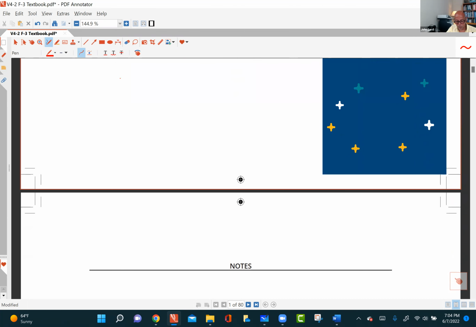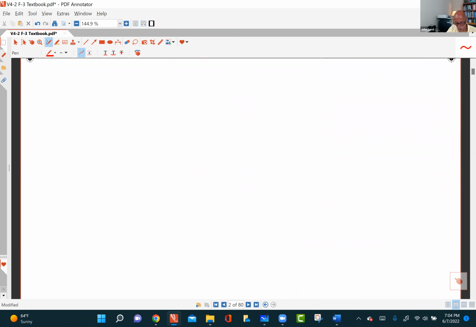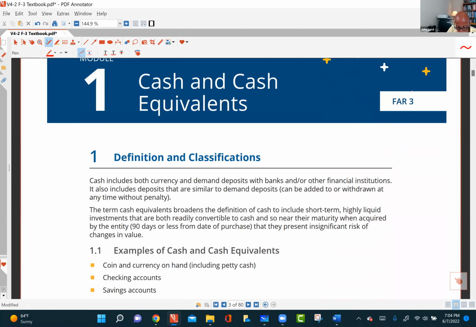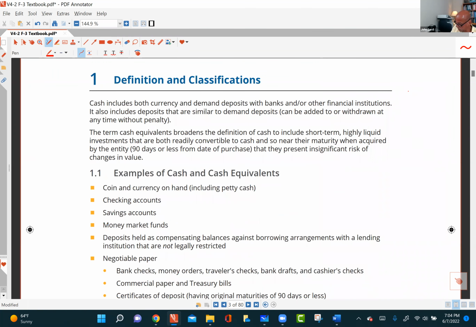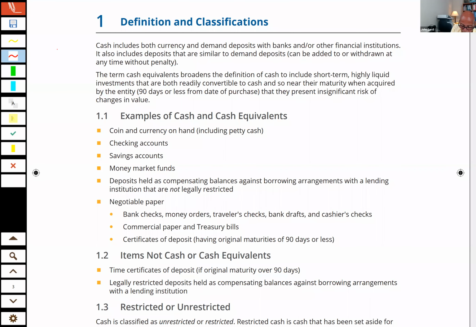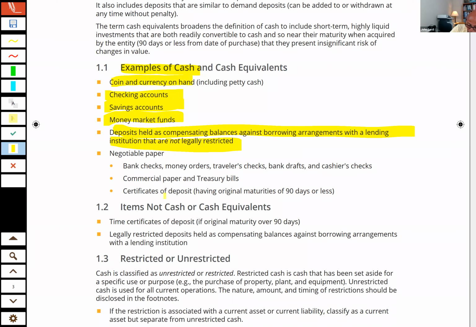Okay, good. Now we come over and we start talking about cash and cash equivalents, okay? And basically, I think you know by now, if you got this far, the cash, let me change my view to full screen, the cash is what? Currency, whether it's in the account or on hand, okay? All of these things are considered cash, okay? Deposits held as compensating balances against borrowing with a lending institution that are not legally restricted, okay? Now, if they are legally restricted, then they are not considered cash, okay? So that's a good flashcard right there.